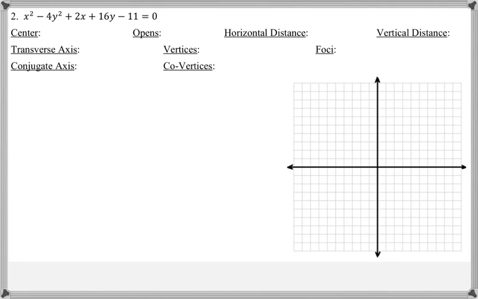For question number 2, we're going to need to change the form of this equation so that we can get it into the correct form that we can read the information off of and then graph the hyperbola. And we do this by completing the square. So it's very similar to the process for ellipses. So I'm going to go to the next slide to do all of this work.